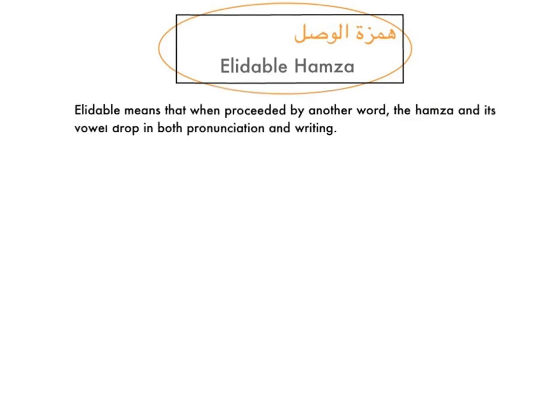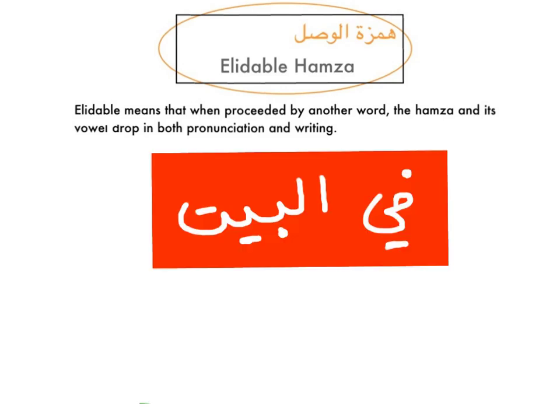Hamzat al-wasl, eligible Hamza. Eligible means that when preceded by another word, the Hamza and its vowel drop in both pronunciation and writing. For instance, in the phrase fil bayt, there should normally be Hamza and Fatha on the word al-bayt. And because of the Hamzat al-wasl, we drop the Hamza and Fatha. And we replace it with the sign of Hamzat al-wasl. Again, like this.